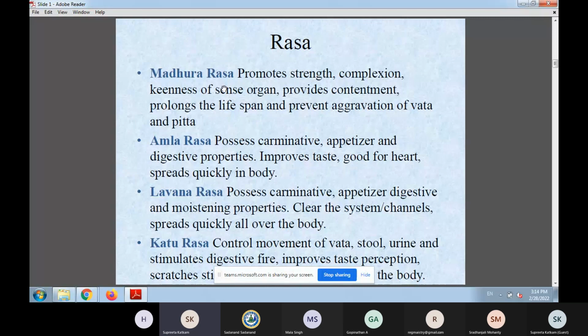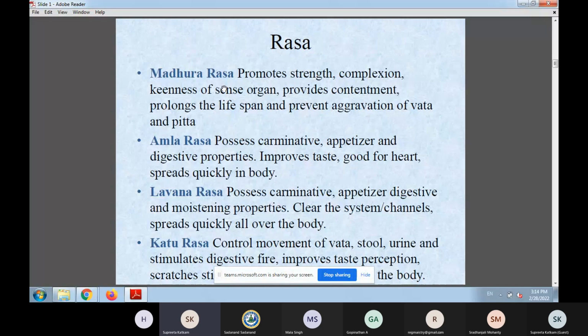See, madhura rasa pacifies vata and the pitta dosha, whereas amla rasa pacifies vata dosha. Amla rasa is good for the heart, hridya. Amla rasa is an appetizer. So whenever you come across loss of appetite, think of using substances which have amla rasa.